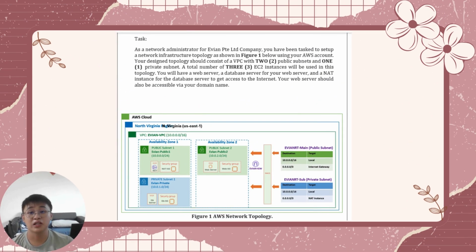Okay, the task given is: as a network administrator from EVM Pte Ltd company, you have been tasked to set up a network infrastructure topology as shown in figure 1 below using your AWS account. Your design topology should consist of a VPC with two public subnets and one private subnet. A total of three EC2 instances will be used in this topology. You will have a web server, a database server for your web server, and a NAT instance for the database server to get access to the internet. Your web server should also be accessible via your domain name.